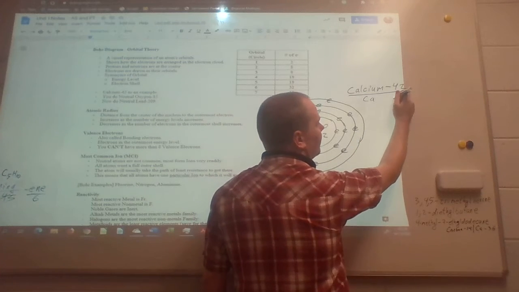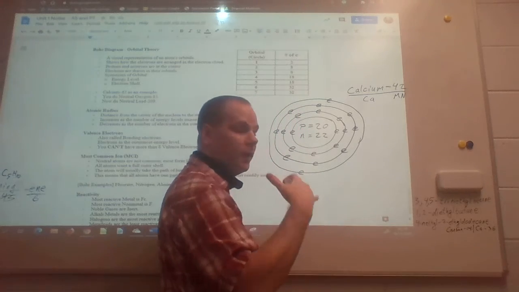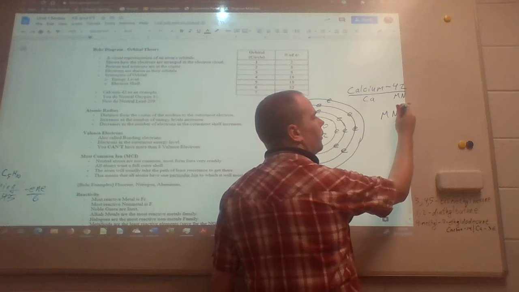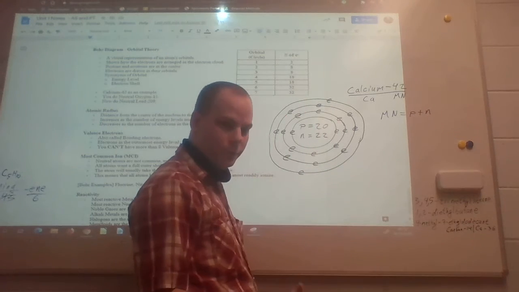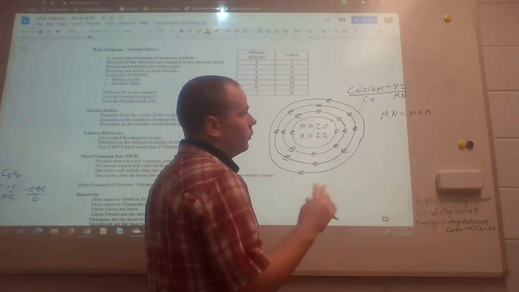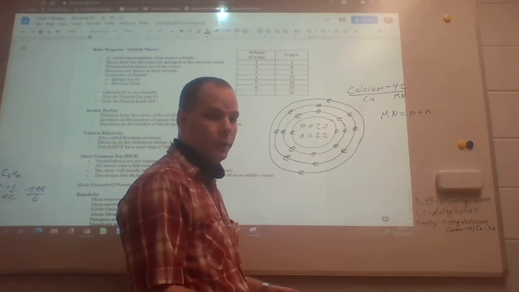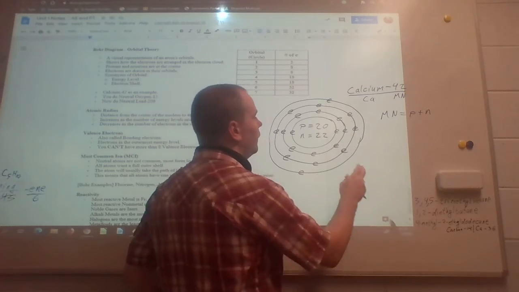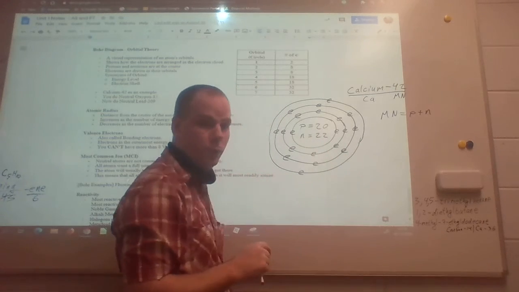42 is the mass number. Remembering back to our atomic calculations that we did recently, the mass number is the number of protons plus the number of neutrons. So if we know we have 20 protons, and we know there's 42 total particles in the nucleus, then we can subtract those two numbers to get the number of neutrons. So 42 minus 20 gives us 22 neutrons.